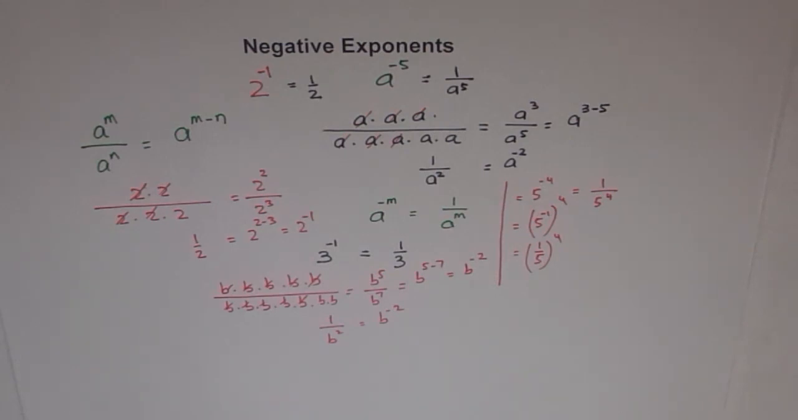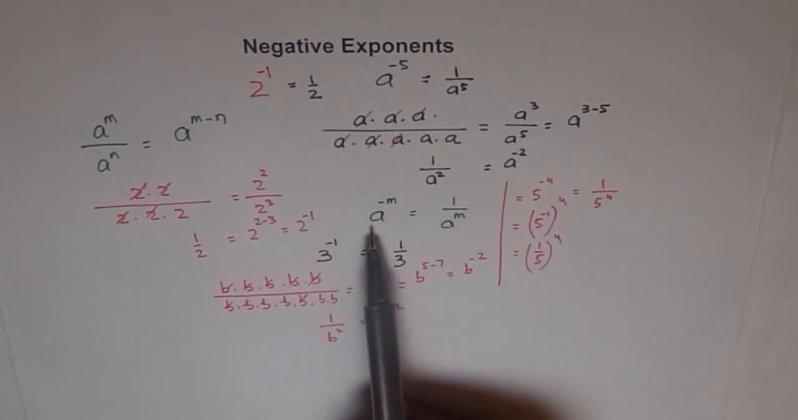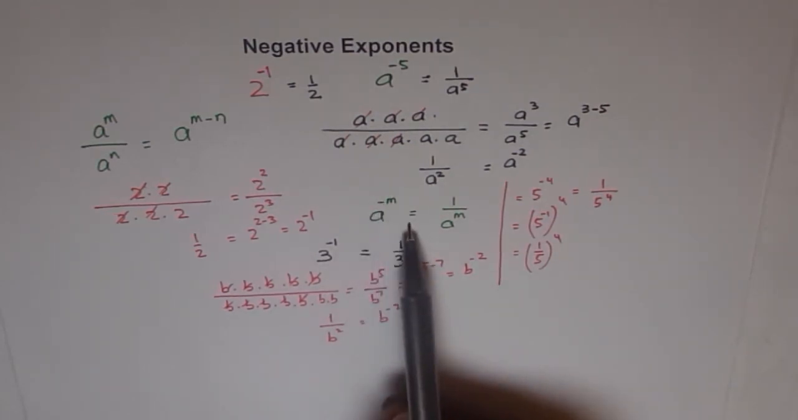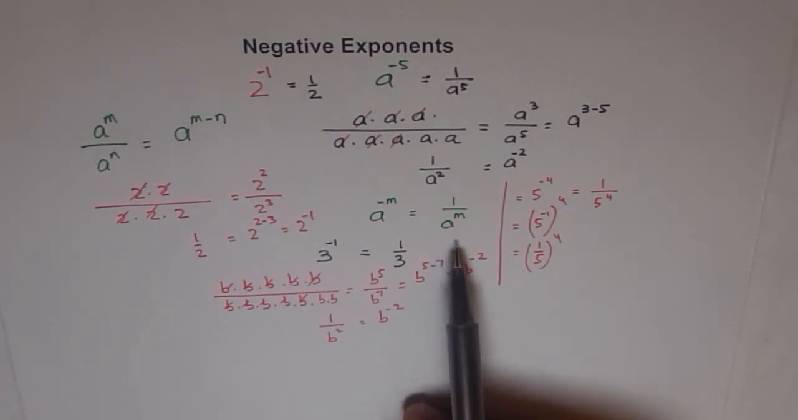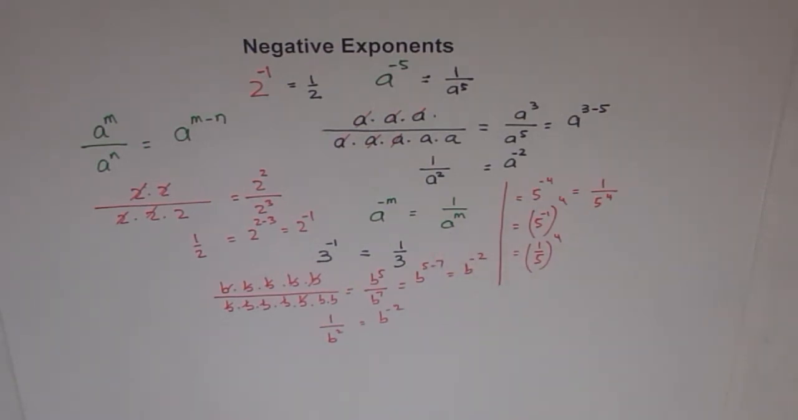That is how we should understand a negative exponent, as a reciprocal. Negative exponents give rise to 1 over something; they make the number a reciprocal. So in general, the formula is here, right in the center: a to the power of minus m is equal to 1 over a to the power of m. I hope you understand the meaning of negative exponents. Thank you.